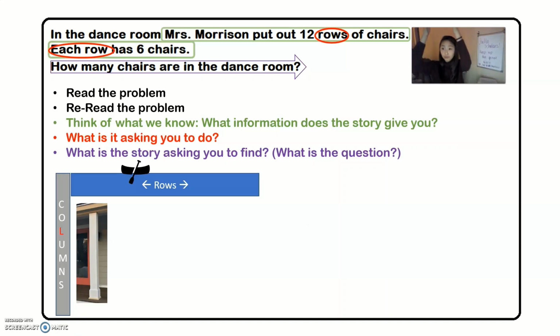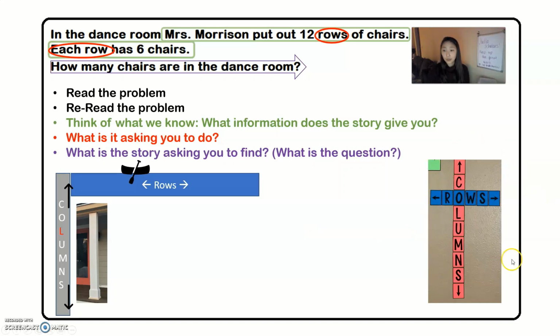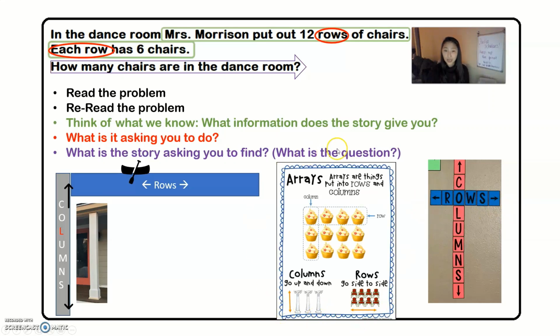Columns are just like the columns that are in the lunchroom. We have a fixture going right down the middle of our lunchroom, right where Miss Mayer sits. And that is a column. And it goes up and down, just like the L in the word column. This is another example of rows and columns, of columns going up and down, rows going side to side. And this last little anchor chart to help you out. Going to go through it just one more time. Columns go up and down. Rows go side to side. Just like those cupcakes.